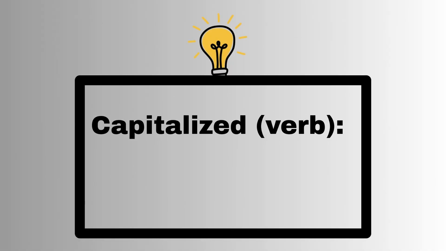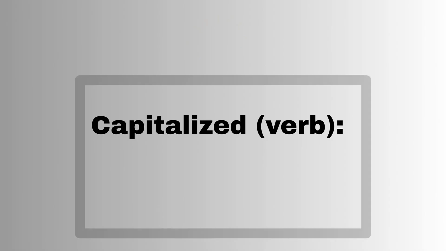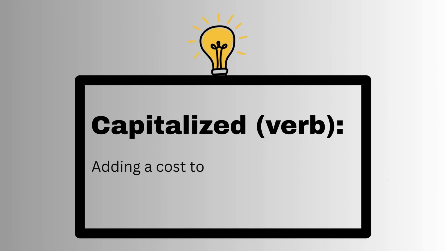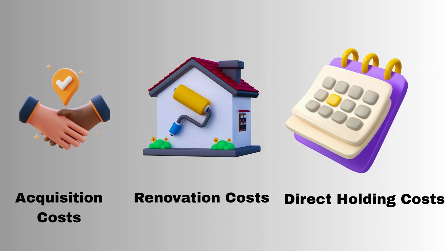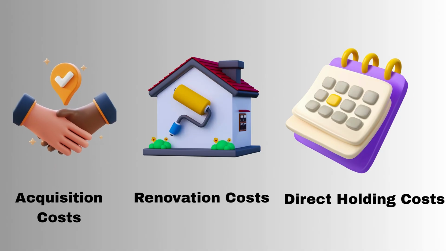In accounting, we say these costs are capitalized. This is the process of adding a cost to the value of an asset on the balance sheet rather than expensing it immediately. Think of the house as a mixing bowl. Every direct cost you had is another ingredient. These ingredients include: first, acquisition cost. This is the starting point. It's not just the purchase price, but also any cost to close the deal, like title fees and legal cost.